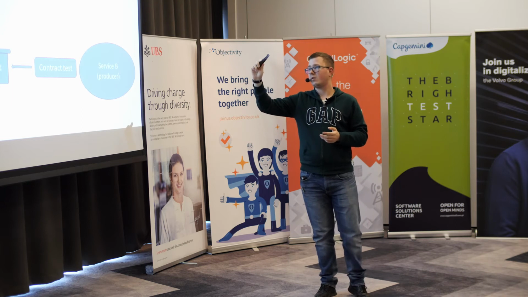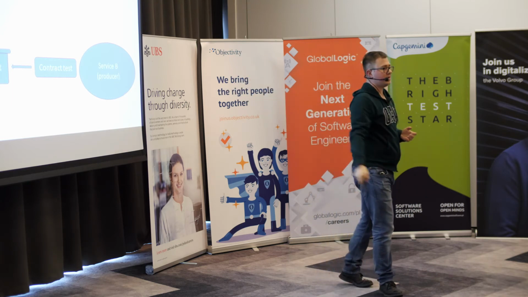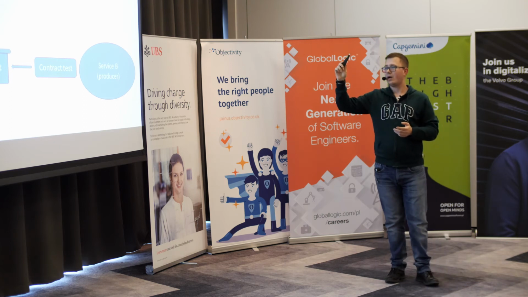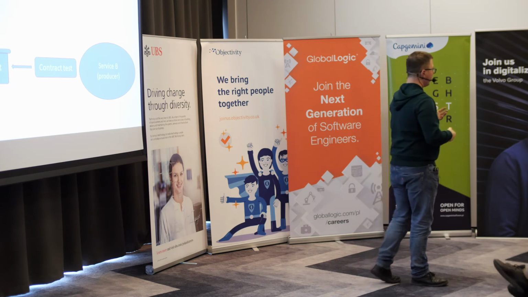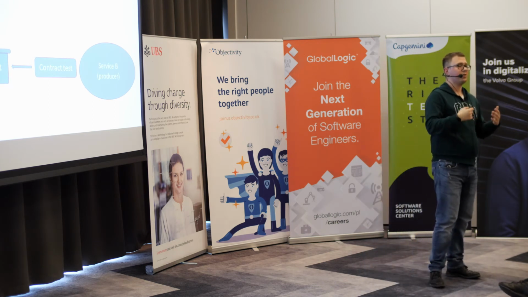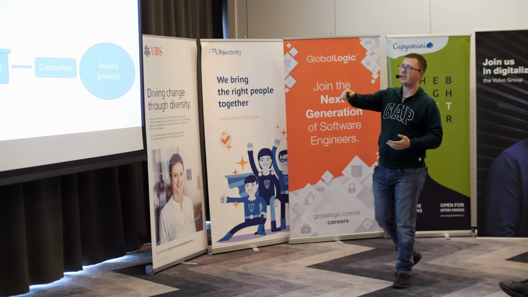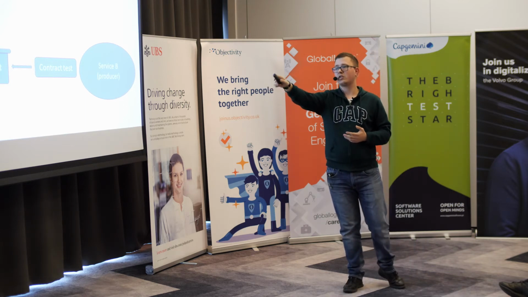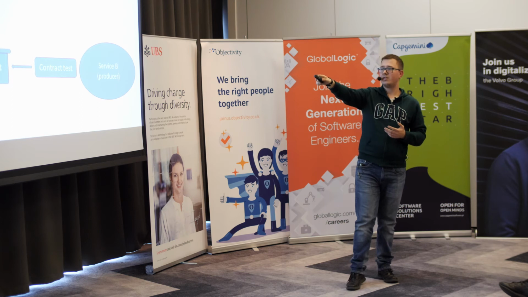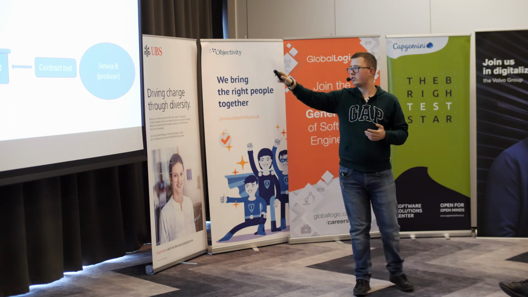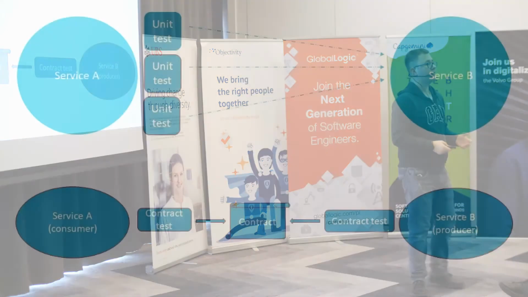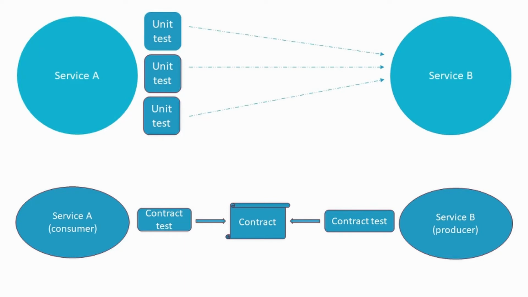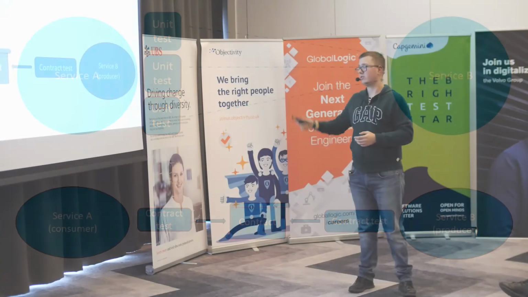So we are starting with defining the contract between the services. The contract means the description of how the services are working together in this particular case. So in our case, we are describing in one contract what kind of request service A is making to service B and what kind of response service B should give in this particular case. And after you have defined the contract, you are defining the contract test on one side and the contract test on the other side.